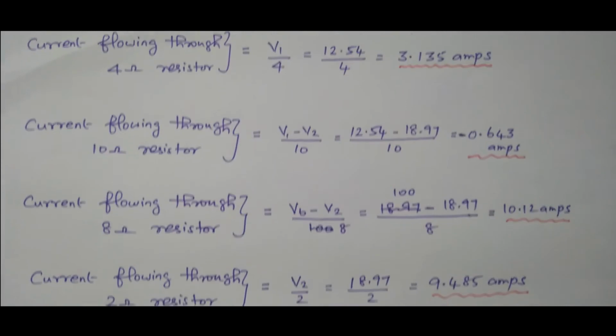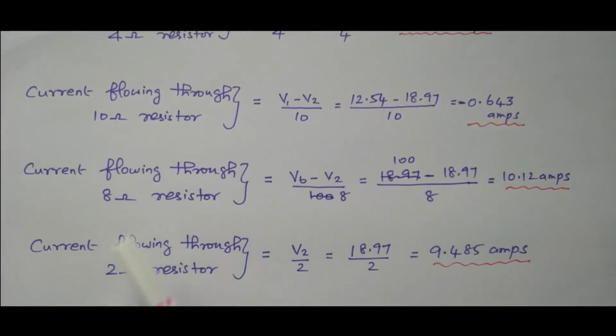Then there are another 2 resistors available. Current flowing through the 8 ohm resistor is VB minus V2 divided by 8. VB is 100, the second supply voltage, minus 18.97 by 8 is 10.12 amperes, positive only. Then current flowing through the 2 ohm resistor, V2 by 2 equal to 18.97 by 2, that is 9.485 amperes. Now we calculated the current flowing through all 5 resistors.